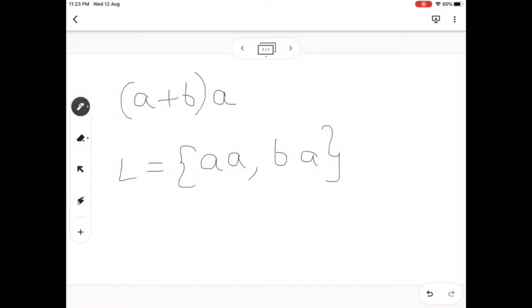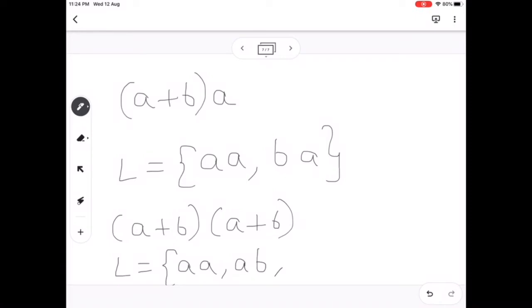We will see one more example. If I write A plus B, A plus B, and do simple algebraic operation on this, what will the language contain? The language will contain AA, AB, BA, BB. So these are some examples.